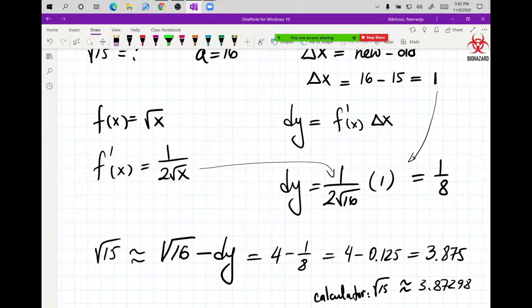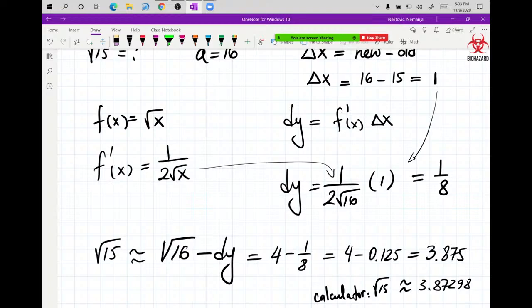Once I have the change, it's game over, because root 16 is the one that is easy to compute for me, and then obviously I need to subtract, in this case, 1/8, because I need to go down with this value. Because 15 is smaller than 16, root 16 will give a bigger value than root 15, so I need to come down a little bit towards root 15. So that's why we subtract this value. Sometimes you're going to add, depends on the problem. Again, it's all about common sense.